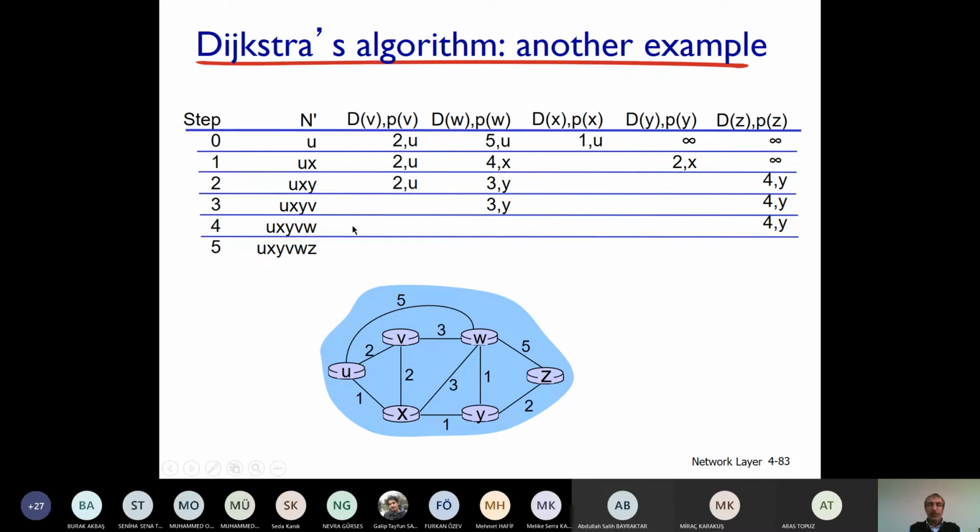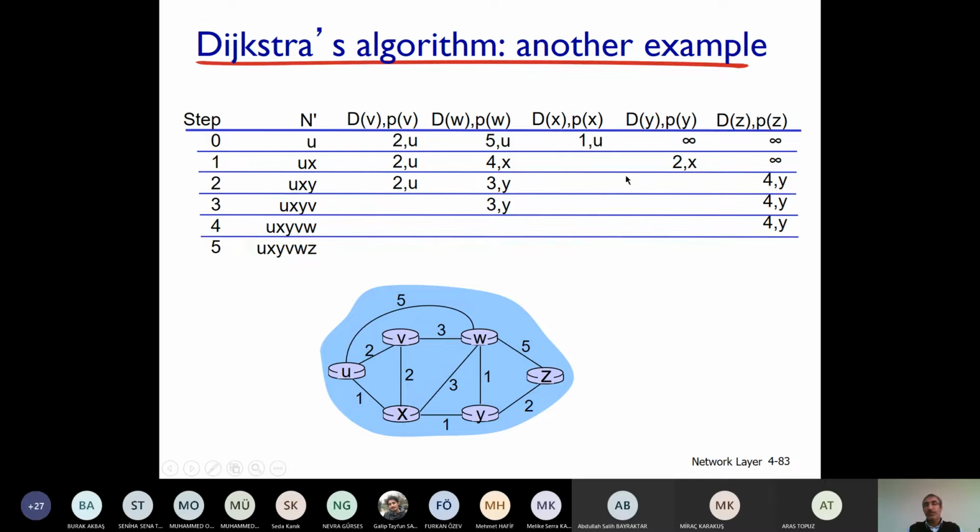So let's start again with the U. Now the D of V has a value of 2. The link cost between U and V is 2. And the predecessor node is U because it's a direct neighbor. For the W, we have a direct neighbor. The D of W is 5, and P of W is U. For the X node, the D of X is 1, the link cost is 1, and the P of X is U because it is a direct neighbor.